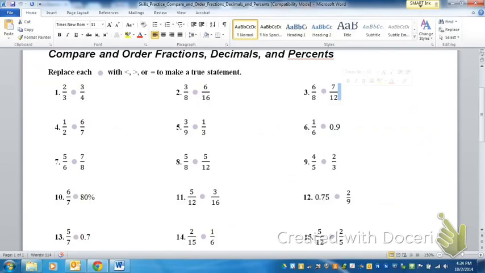Number 5, 3/9 and 1/3. I can change 3 into a 9 by multiplying it by 3, which would give me 3 over 9. And these are going to be equal. I've got number 7, 5/6 and 7/8, greatest common factor here. I've got 24, so 6 times 4. And 5 times 4 is 20. And over here we'd have 21 over 24, multiplying it by 3. So 5/6 is less than 7/8.